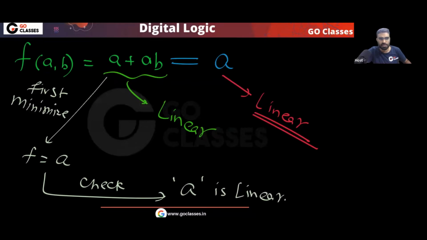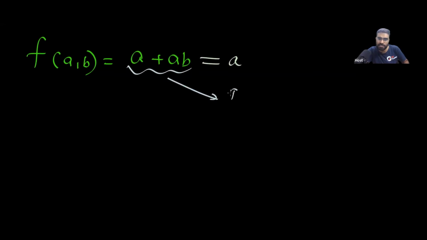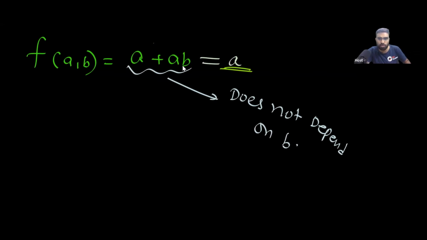Is this clear? Let me tell you actually what is happening here. If you look at this function, F(A,B) equal to A or AB, actually this B is a dummy variable, right? Because this does not depend on B. Yes or no? Because this is actually equal to A. This B is just a dummy variable.